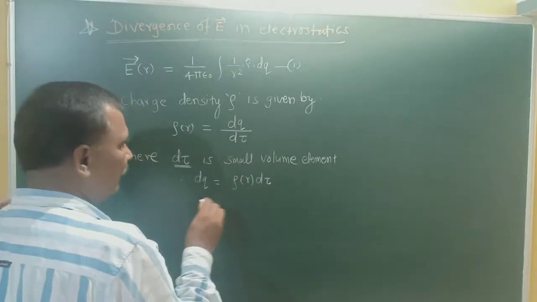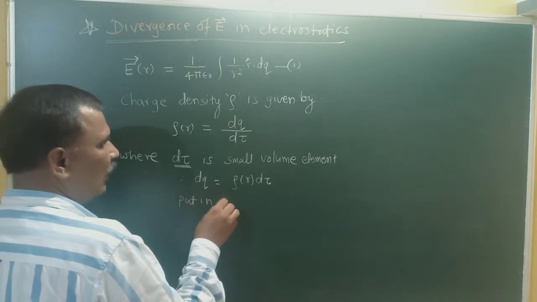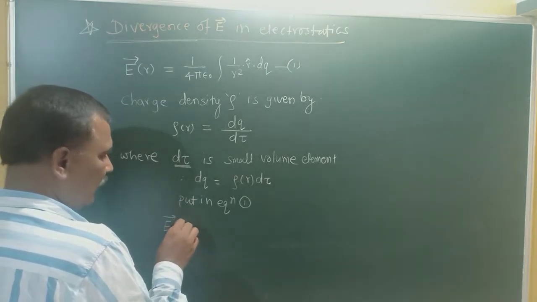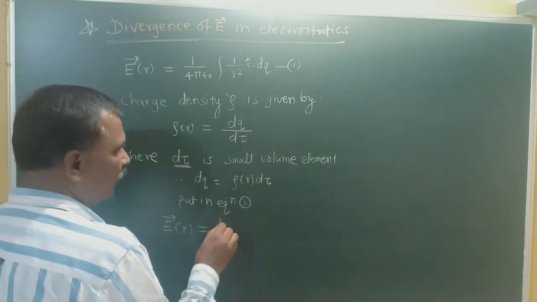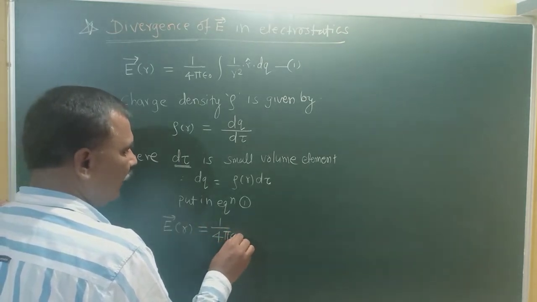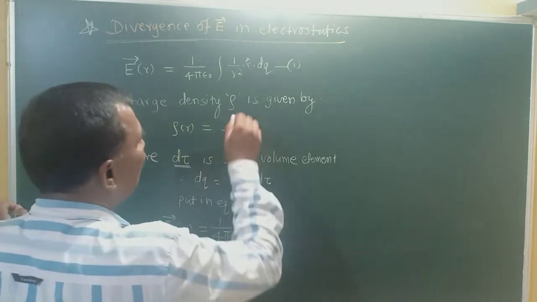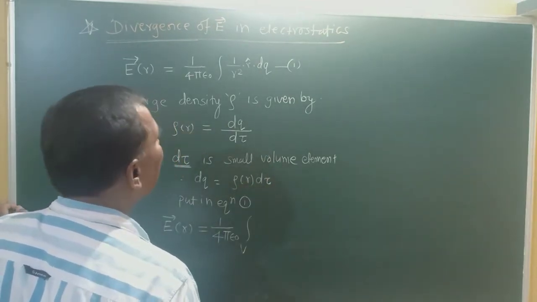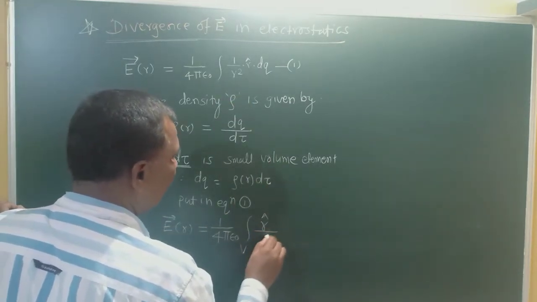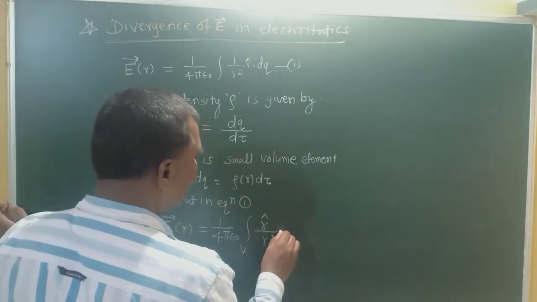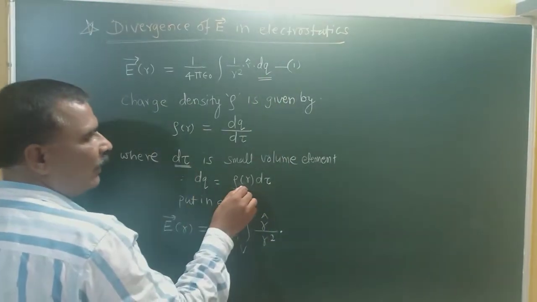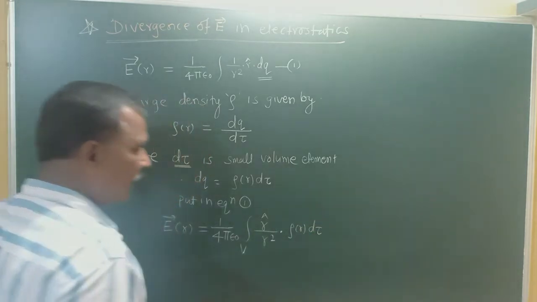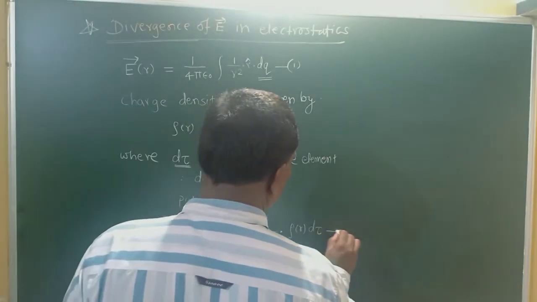Substitute this in equation number 1. Putting in equation 1, what do we get? E bar of r is equal to 1 upon 4 pi epsilon naught times the integral over a volume V of r cap divided by r square into dq. What is the value of dq here? dq is rho of r into d tau. This is equation number 2.